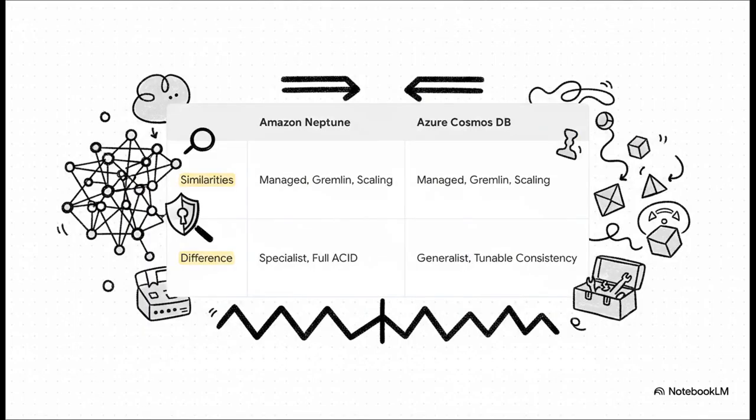So, let's just summarize it all. The bottom line is this. They're both managed, they both scale, they both support Gremlin, but the key difference is their philosophy. Neptune is a specialist, purpose-built for graphs with full ACID compliance. Cosmos DB is a generalist, a multi-model database with tunable consistency. And look, neither one is better, they are just different tools for very different jobs.